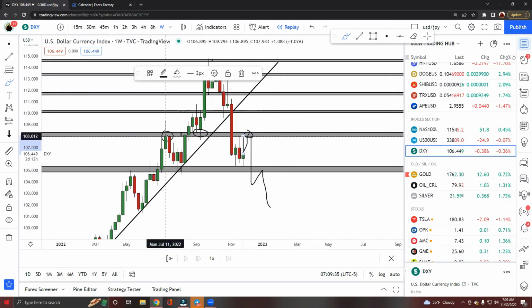If we stay below around 108, right? 108.01, we stay below that, I do believe we can continue to the downside and it will keep on falling, meaning that euro will rise, British pound USD will rise, right? Currencies like that are based in USD, right? They're going to rise up, right?